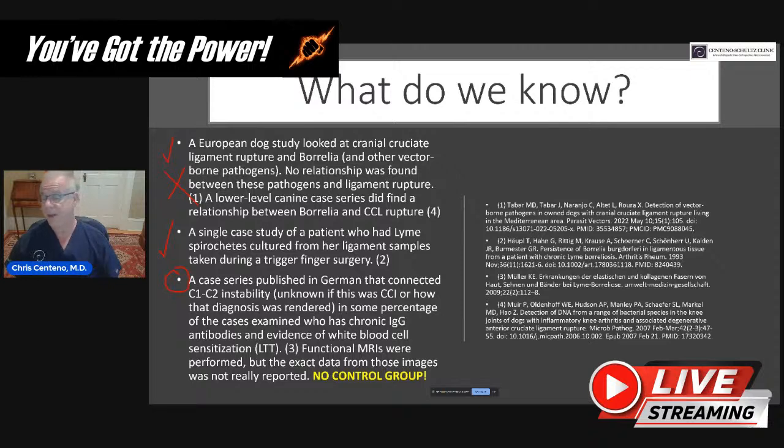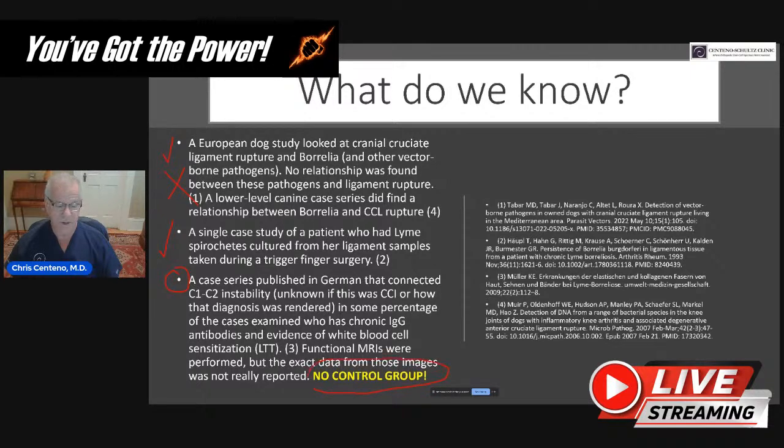And another problem is the paper is in German. So if there's any native German speakers out there, I'm happy to send them this paper and maybe they can dig in deeper than I was able to get. And the biggest problem with this study was there was no control group at all.